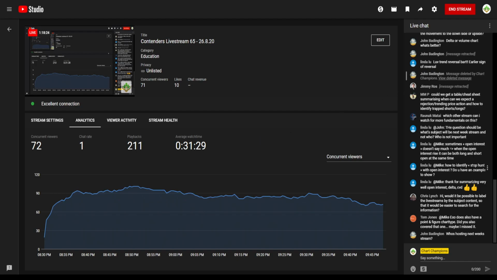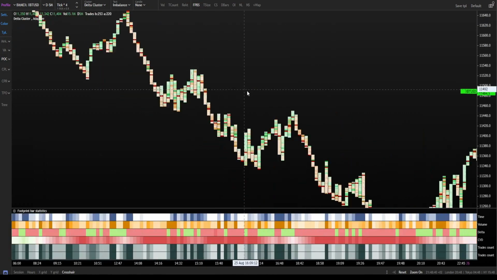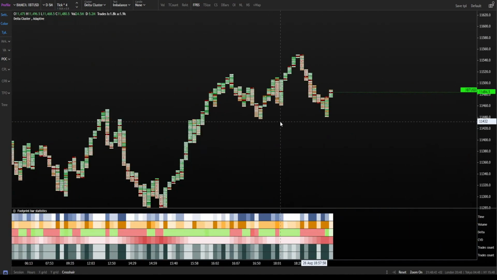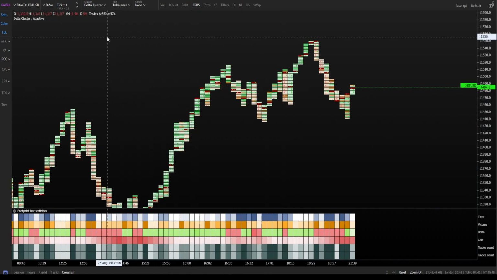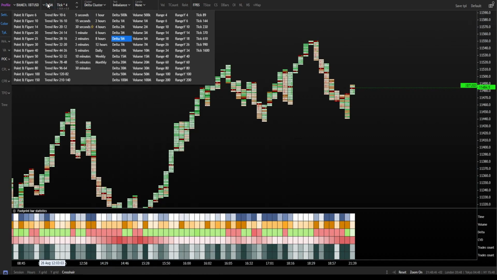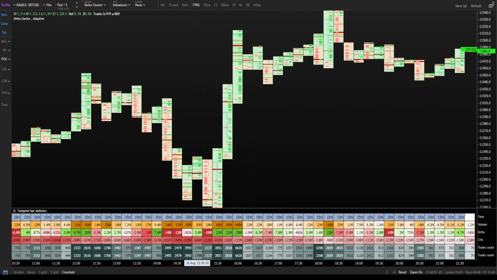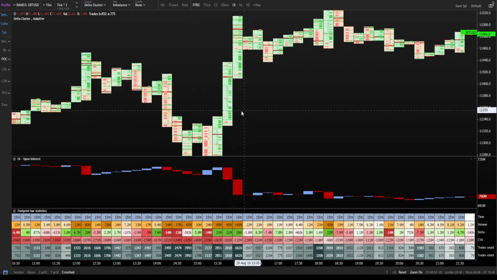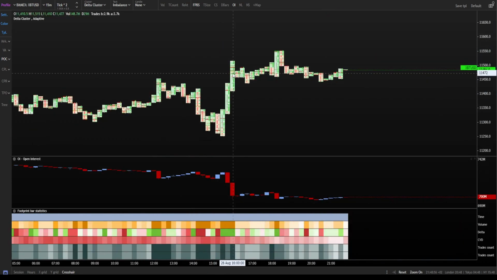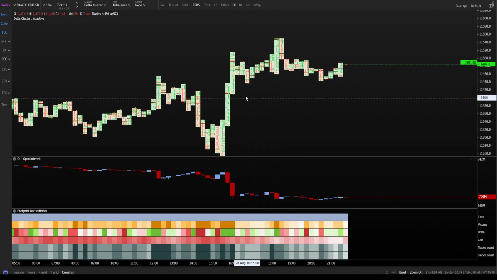How to identify a stop hunt? Yeah, really good question. How to identify a stop hunt with open interest? Well, very simple actually. If you see price coming up on very high volume and very high delta, for example, then let me just go to a more normal chart. This is, for example, a stop hunt that didn't really work out, first of all.